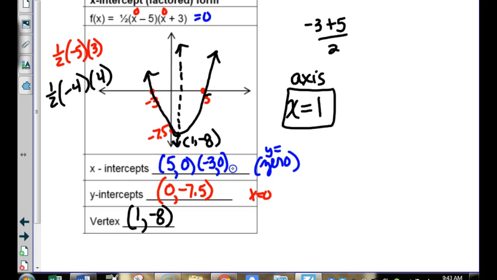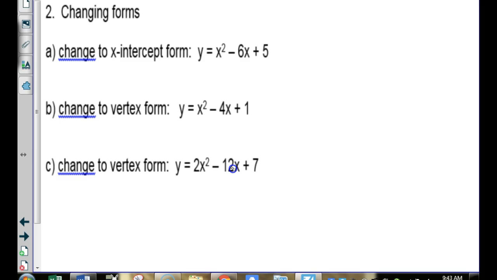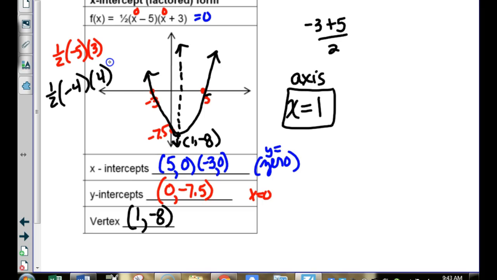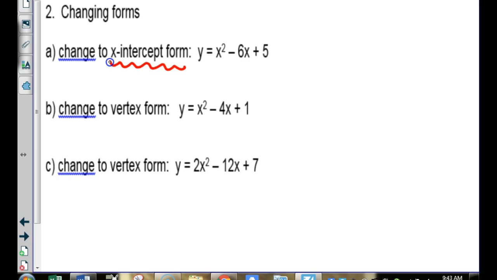Okay. So changing forms from one to the other is a little bit tricky. We're going to practice this. The first one says change this to x-intercept form. What was x-intercept form again? It was basically factored, yes? So it's also called factored form. So can you factor this one for me? How is this going to factor?